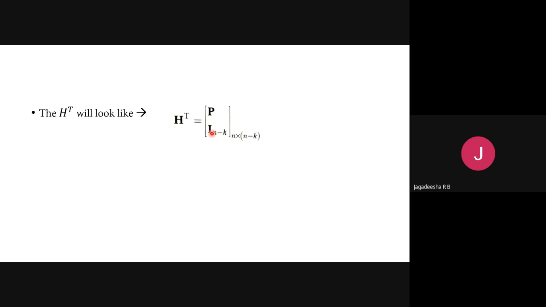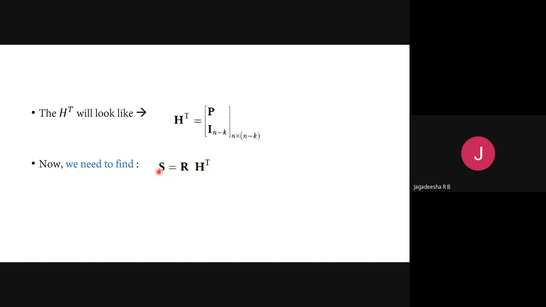So why do we need to find out H transpose? Because the receiver has to find out the syndrome vector. Syndrome vector is what? R multiplied by H transpose. That's why we found H transpose here. R is already determined in the previous step, right? R is a combination of the code word and error. R is equal to C plus E, right? So that R you need to multiply with H transpose. That gives the syndrome vector.